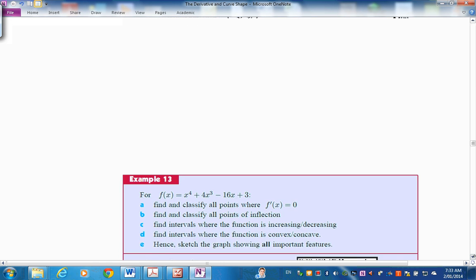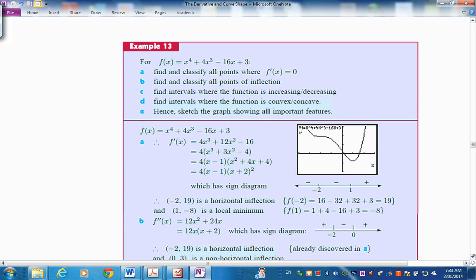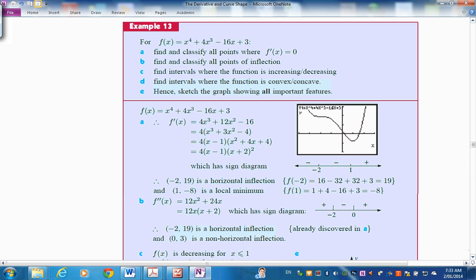Okay. Alright, here we are. We're going to bring it all together. So we're going to take a function and find and classify all points where f'(x) is naught, so they're stationary points. All points of inflection, increasing, decreasing, convex, concave. Convex is concave up, and concave is concave down. The IB tend to use that notation. Hence get your graph showing all features. Let's go through the whole thing.